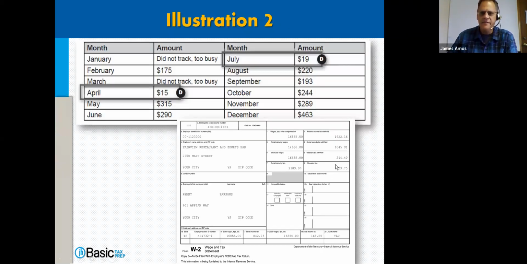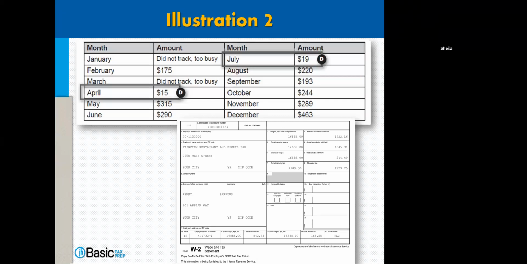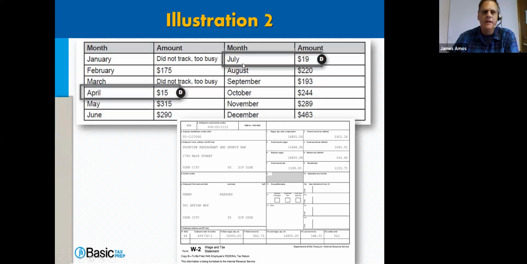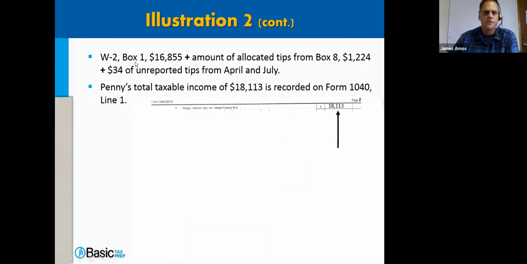Then also you have to add this in, because this is also subject to federal income tax. What else is subject to federal income tax on this sheet that you can see here that's not already accounted for? The tips that weren't reported. That's right. Perfect. April and July, these are tips that were not reported. That totals up 34. So there's your other 34. So all of those get added together. And then Penny's total taxable income is $18,113, which is reported on Form 1040. So that's how that works.